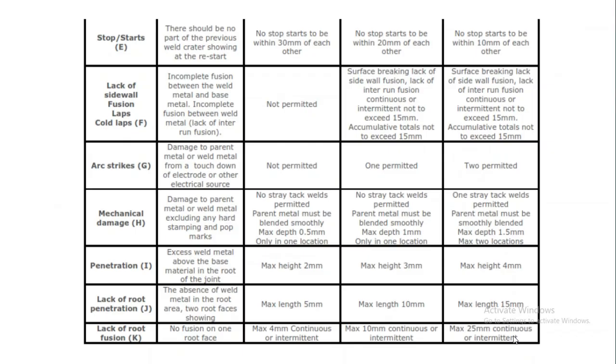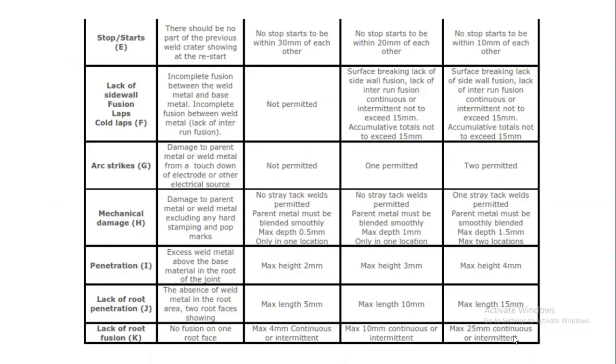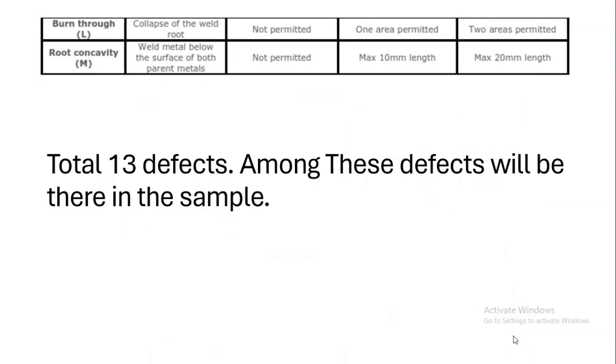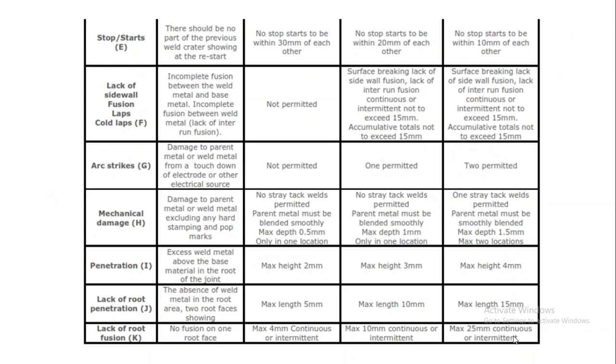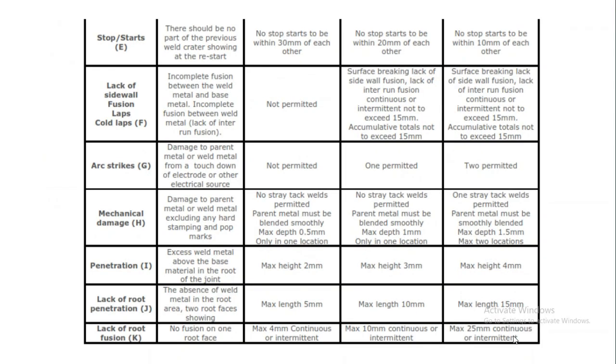You have to identify the specimen. A, B, C, E, F, G will be on the face side. H also will be on the face, or either face or root. I, J, K, L, M will be on the root side. And undercut can be either in root or face. Okay, A, B, C, E, F, G, you have to check in the face of the weld.